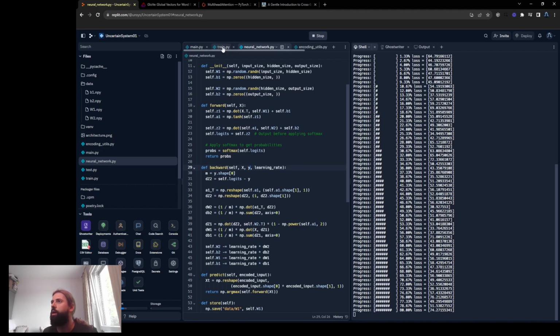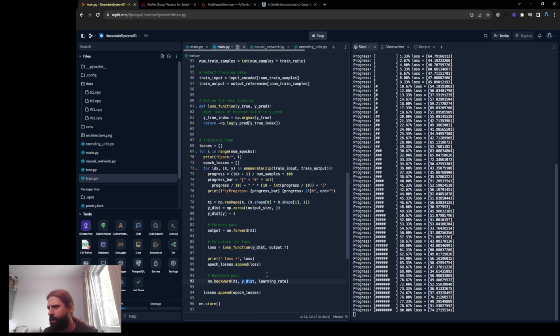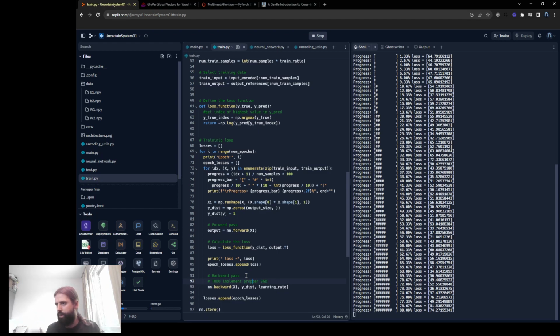I guess I need to pass it the y-dist and the ypred. Do I need to give it the predicted? I don't know. This is sort of the next proper step here.